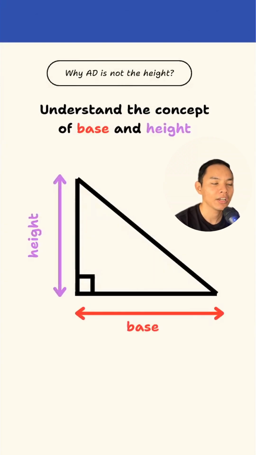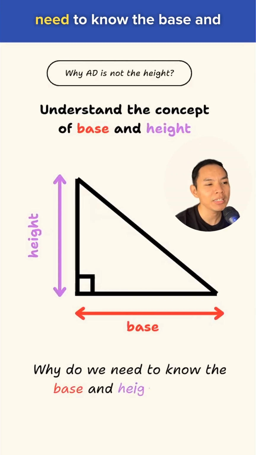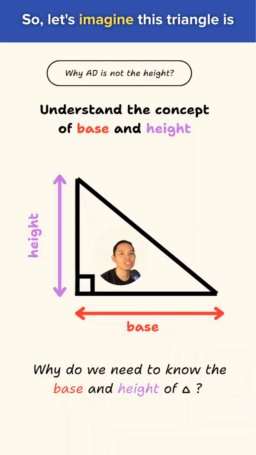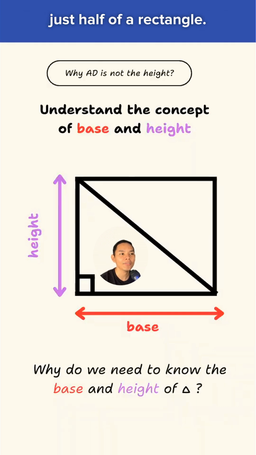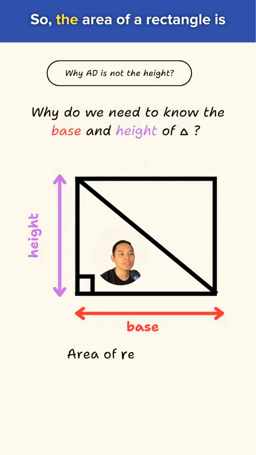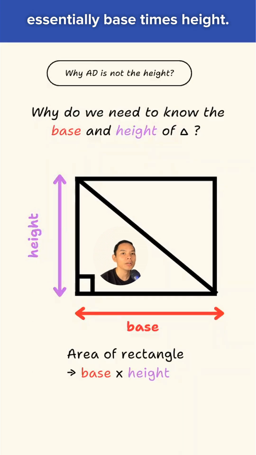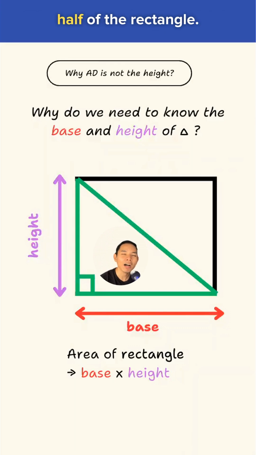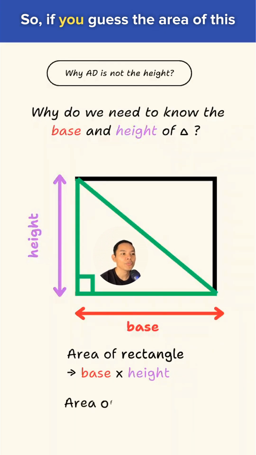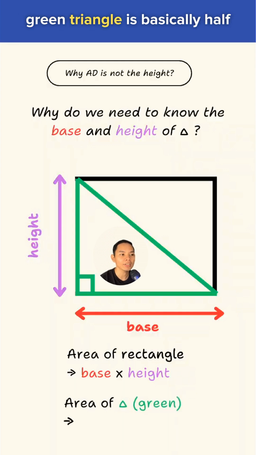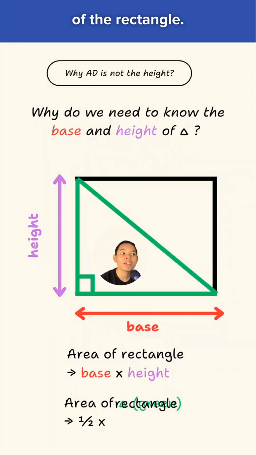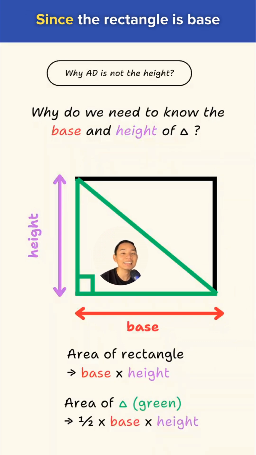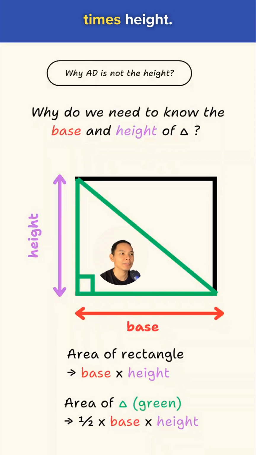So in this case, why do we need to know the base and height of a triangle? Let's imagine this triangle is just half of a rectangle. The area of a rectangle is essentially base times height. What about a triangle, which is half of the rectangle? If you guess the area of this green triangle is basically half of the rectangle, you thought base and height, right? It is also base and height since the rectangle is base times height.